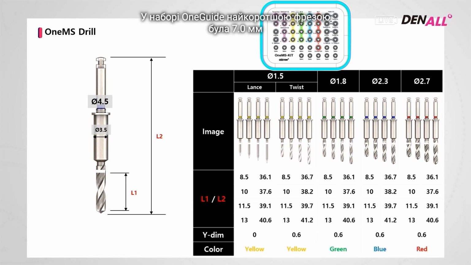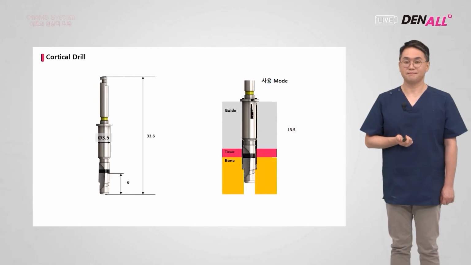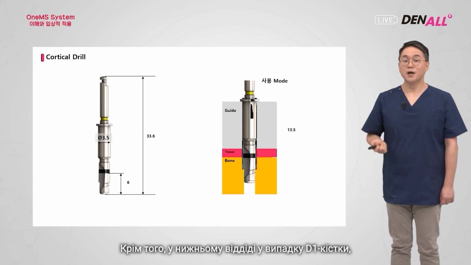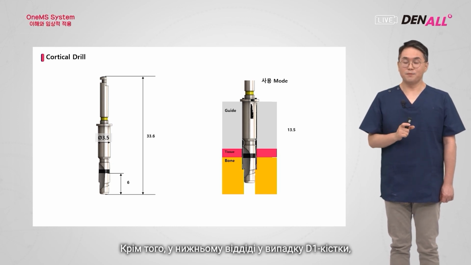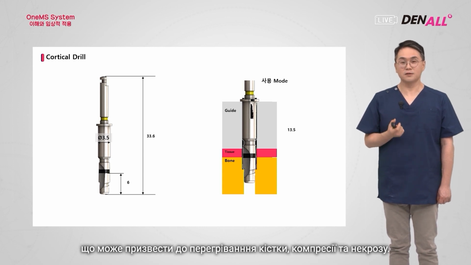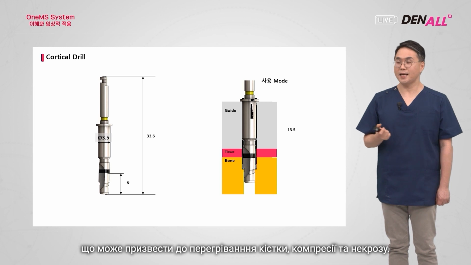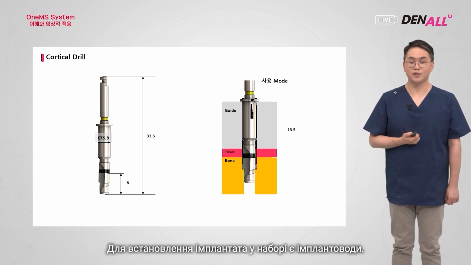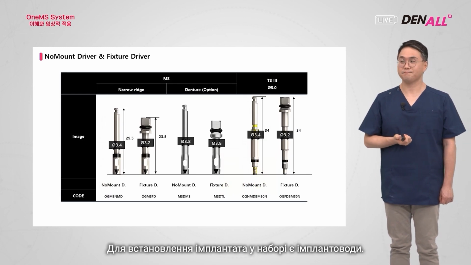And in the One Guide kit, the shortest was 7.0, and you have to buy extra for 6.0. But here, it's from 8.5. And also, on the lower part, if you have D1 bone and too much torque, then compression necrosis or bone heating could be the result. So the cortical drill can be used to overcome such challenges.